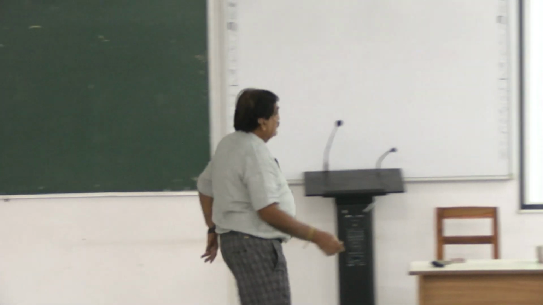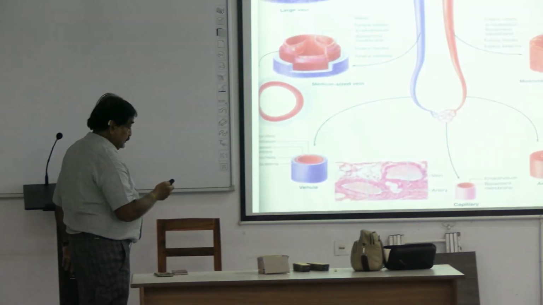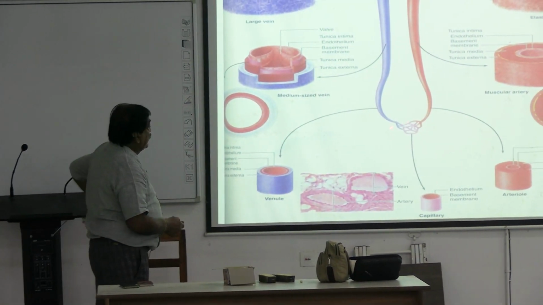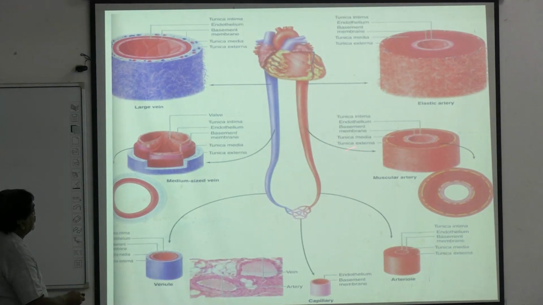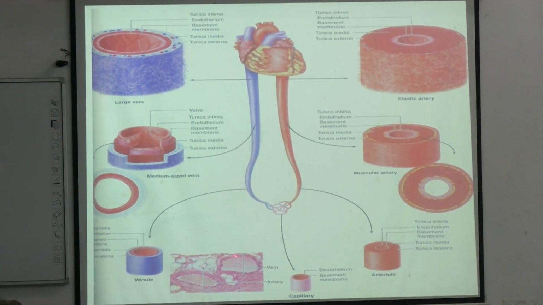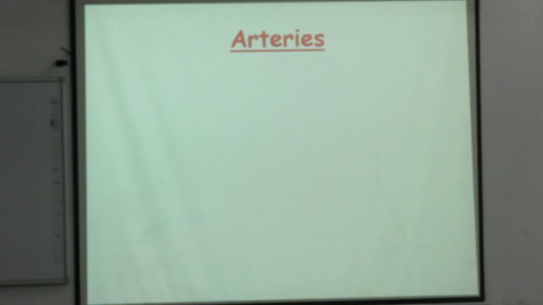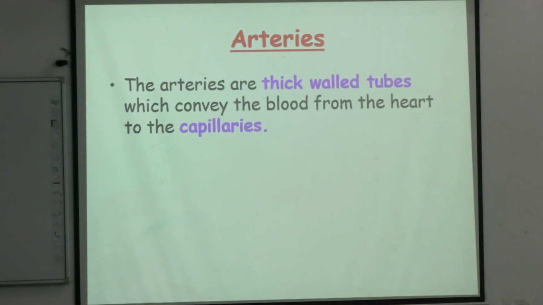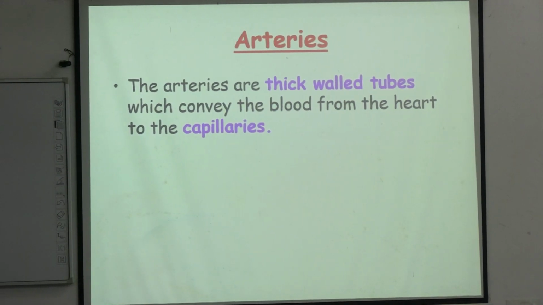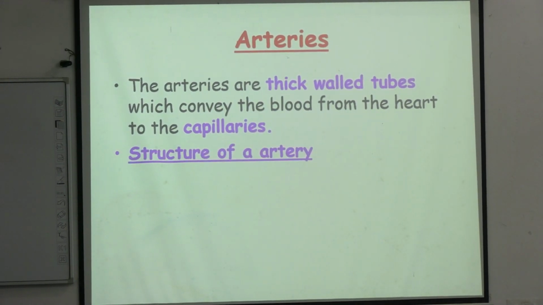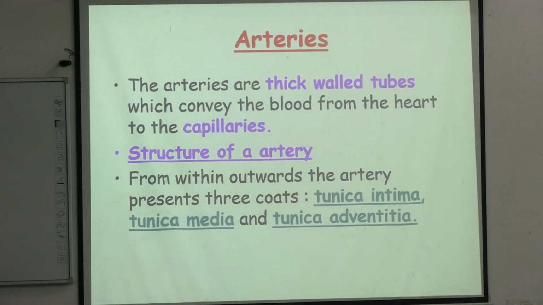Okay. Now I'm just telling you, see the capillaries, these are major vessels, and this is histology, vein and artery, comparative. Now, arteries are thick-walled tubes which convey the blood from the heart to the capillaries. Structure of the artery: from within outwards, the artery presents 3 coats: Tunica Intima, Tunica Media and Tunica Adventitia.